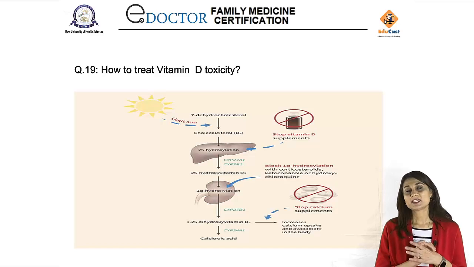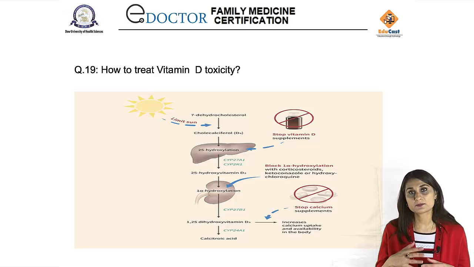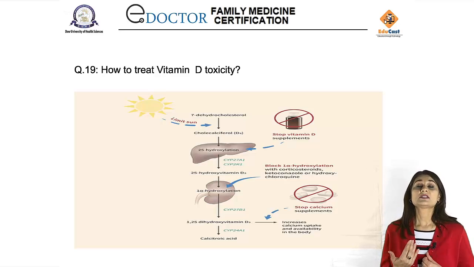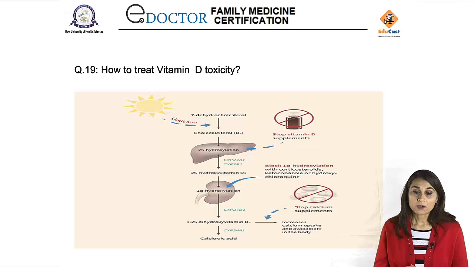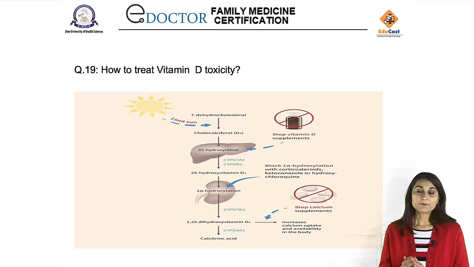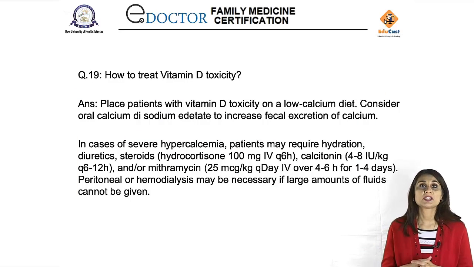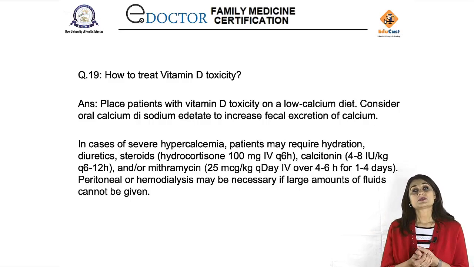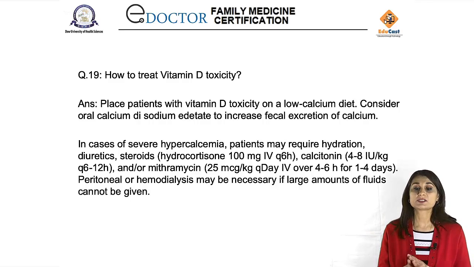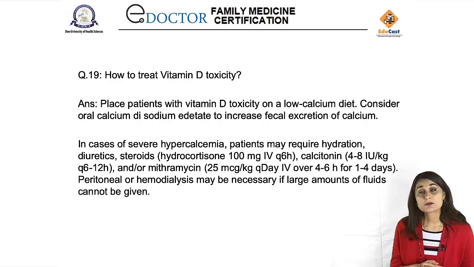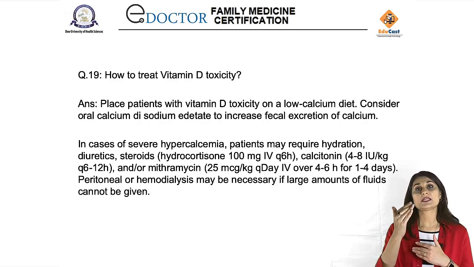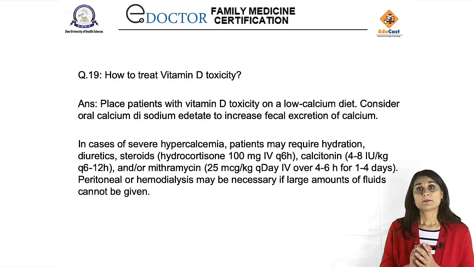But if the patient cannot tolerate excessive hydration, because we have to give aggressive hydration so they can excrete the calcium, what are we going to do? Peritoneal dialysis or hemodialysis for these patients. We will place patients with vitamin D toxicity on a low calcium diet. We can give them calcium sodium edetate to increase their fecal excretion of calcium. We can give them ketoconazole or corticosteroids to inhibit the enzyme 1-alpha hydroxylase that is converting your inactive vitamin D to active vitamin D. Make sense?